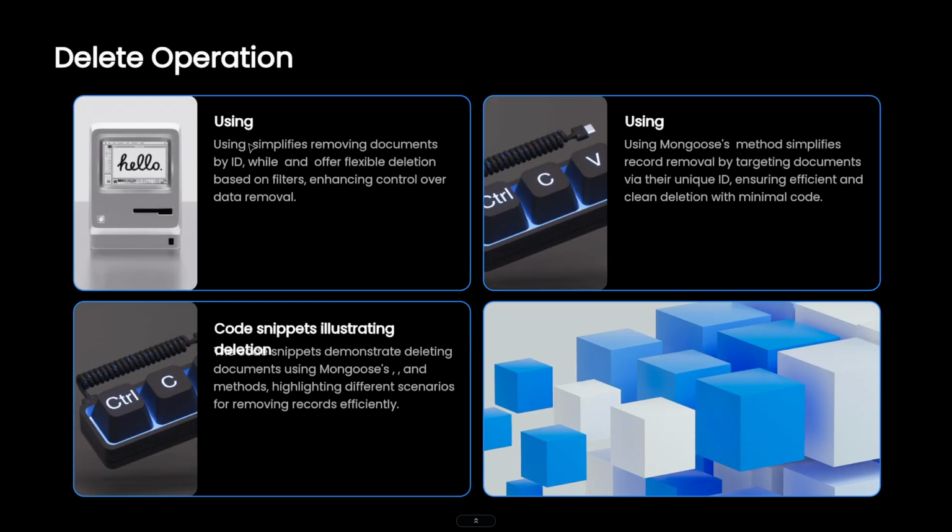Delete operation using deleteOne and deleteMany simplifies removing documents and offers flexible deletion based on filters, enhancing control over data removal. Using the Mongoose method findByIdAndDelete simplifies record removal by targeting documents via the unique ID, ensuring efficient and clean deletion with minimal code.